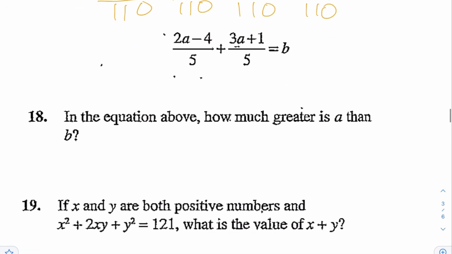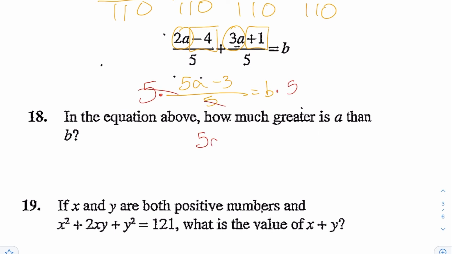All right, next one, number 18. In the equation above, how much greater is A than B? Okay, so here you just have to add the fractions because the denominator is already 5. So just add 2a plus 3a, or 5a. You also have negative 4 plus 1, which is negative 3. Divided by 5, that's equal to b. All right, from here, you can multiply both sides by 5. You get that 5a minus 3 is equal to 5b.